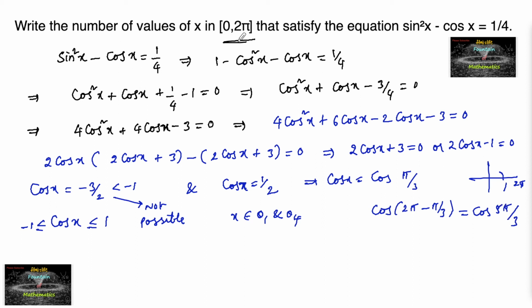So the number of values of x for which the condition is satisfied: x is equal to pi by 3 and x is equal to 5 pi by 3. For these two values of x in 0 to 2 pi, the equation is satisfied. Okay, right. Thank you.